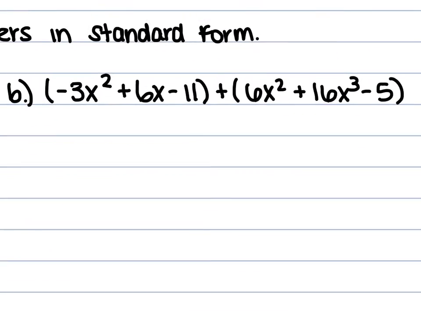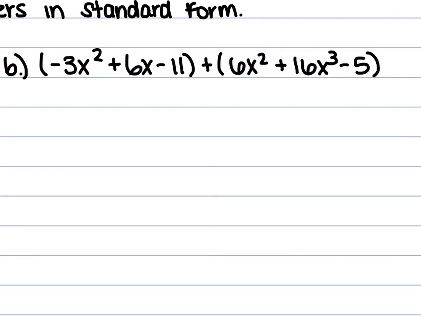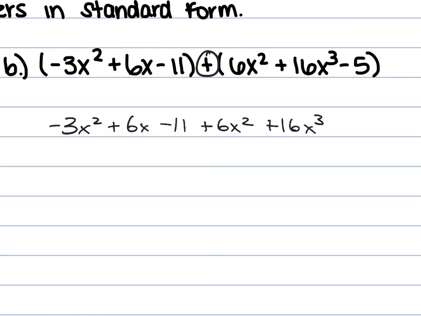Joe, who do you want to throw under the bus? All right, so let me just rewrite this. This is negative 3x squared plus 6x. Since we're only adding these things, all I need to do is just rewrite plus 6x squared plus 16x to the third minus 5. Talk to me. Okay, so first you're gonna put the 16x cubed. So we've got 16x cubed. There's nothing for it to be combined with. 16x cubed. That's done with.